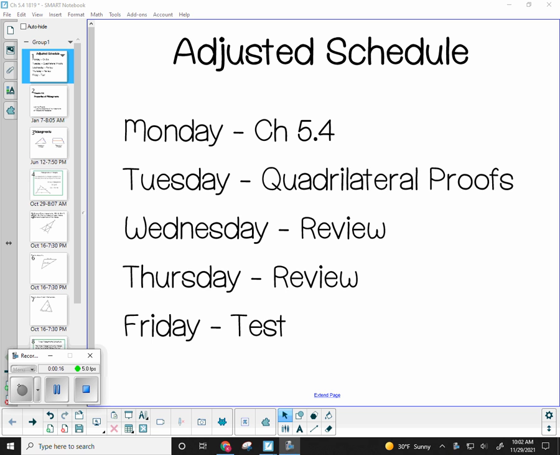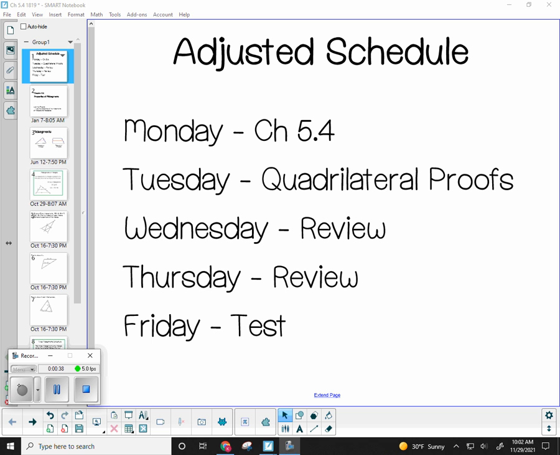Today we're going to do 5-4, which is what I anticipated. Tomorrow we're going to work on quadrilateral proofs. Wednesday and Thursday, we're going to wrap up quadrilateral proofs. It's going to be some review. Thursday review, Friday test. Okay, so that's the plan. Good? All right, so today we're going to talk about mid-segments.